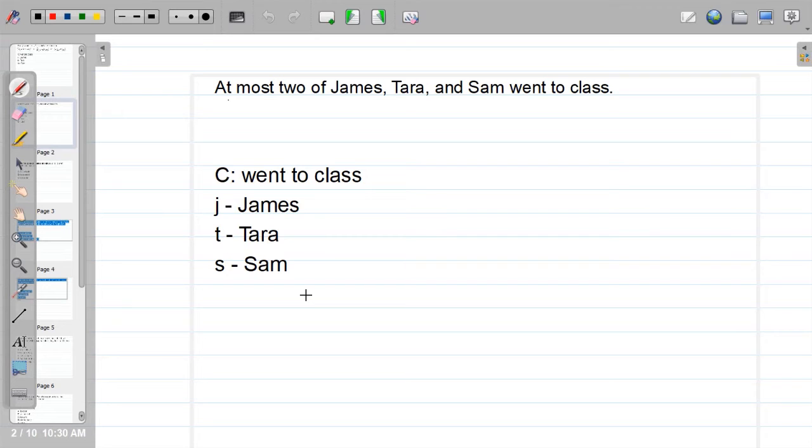So how do we write it? Suppose we wanted to say they all go to class. That's just a conjunction, right? Say CJ and CT and CS. That's how you symbolize it if I said all three of these people went to class. And then you just stick a negation out front. Yeah? So it's not the case that all three of them went to class. Is that good?